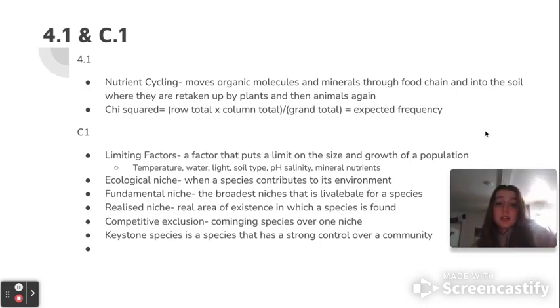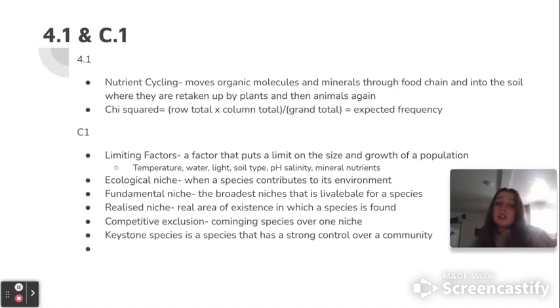Some limiting factors. A limiting factor is a factor that puts a limit on the size and growth of a population. Some of those factors might be temperature, water, light, soil type, pH, other things like that. Think, if it's too hot for a polar bear to live in the Arctic, that would be a limiting factor.